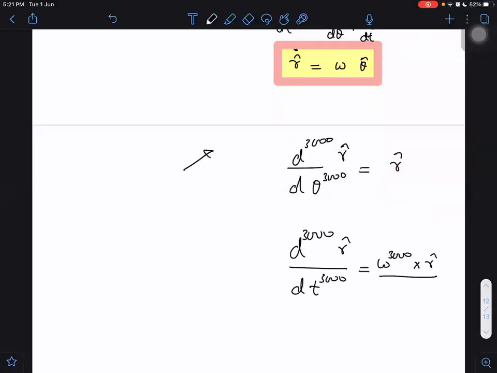You're still not getting the point. Okay, I'm doing it again. In which direction will the derivative of r cap be? Say it now. It will be in this direction. In which direction will the derivative of theta cap be? Theta cap will be in minus r cap direction.